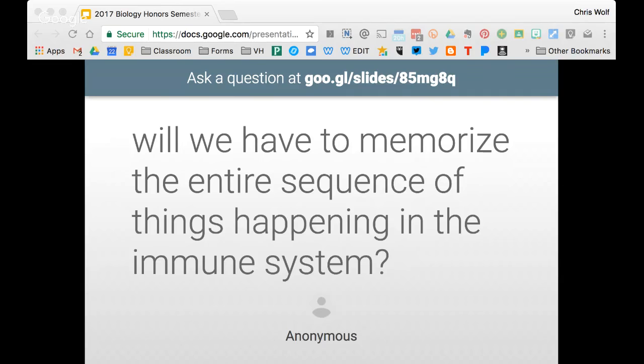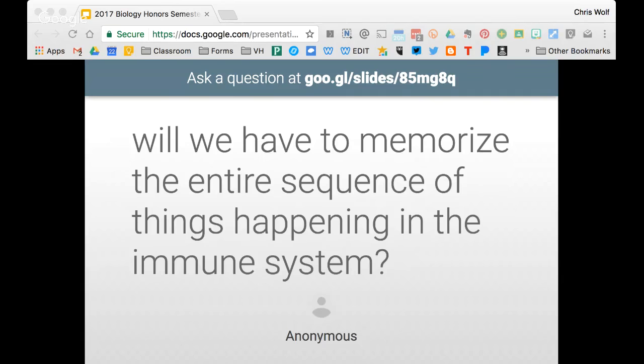Well, we have to memorize the entire sequence of things happening in the immune system. I guess answering that question, I would say, yes. You should know what all parts of the immune system do. You should know what the humoral part does, the cell-mediated part does. You should know what your innate system protects against versus your adaptive immune system. So I'm not sure what you mean by the sequence of things happening, because there really is no sequence. The humoral and innate immune system, they all work at the same time. But I wouldn't say memorize the steps, but more of what each role of the immune system is.